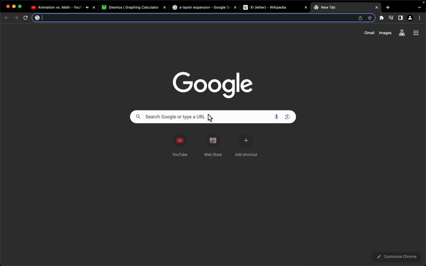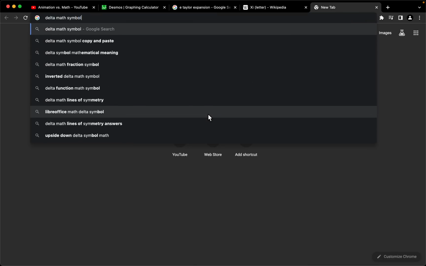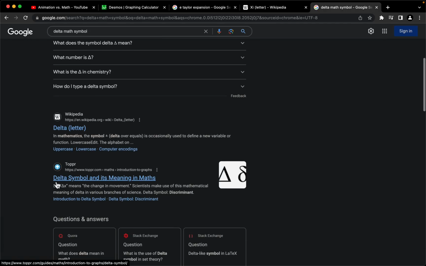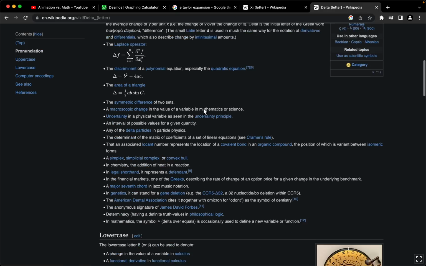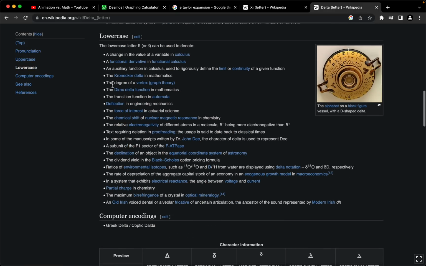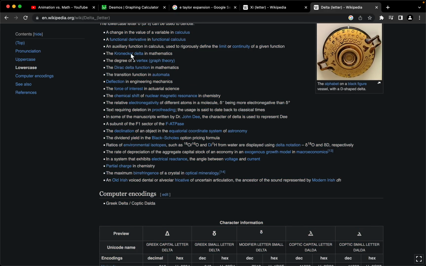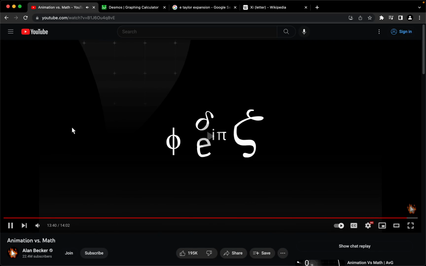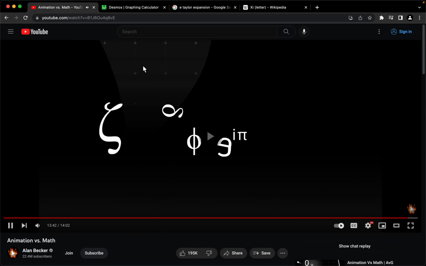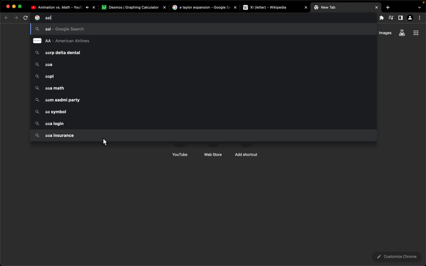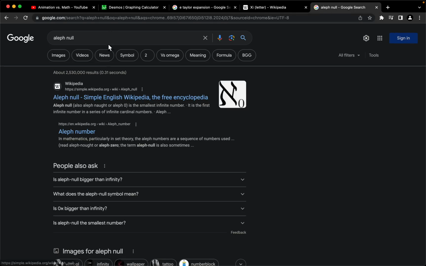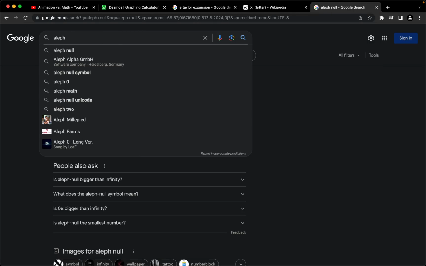And then delta math symbol. Let's see, what does that mean? Uppercase. No, we want lowercase. So these are all the uses. Probably like the Kronecker delta, that's what I'm most familiar with. And then we get this like little giant in the figure. Or huge giant. It's Aleph. Aleph null. Okay, actually we don't want that. It's not even Aleph null, it's just Aleph.